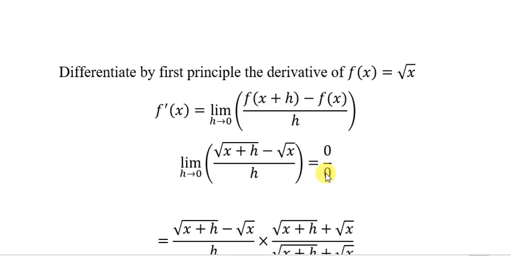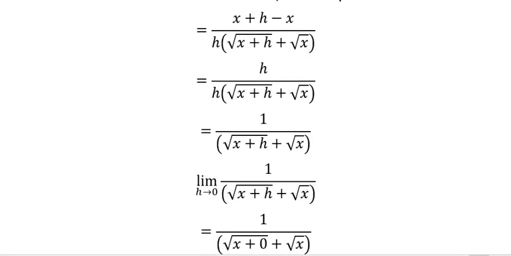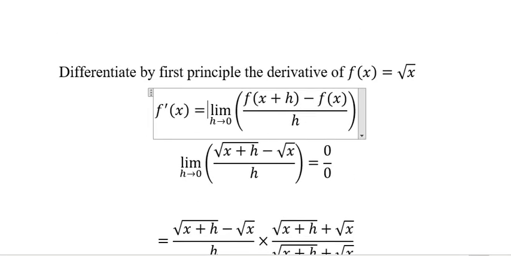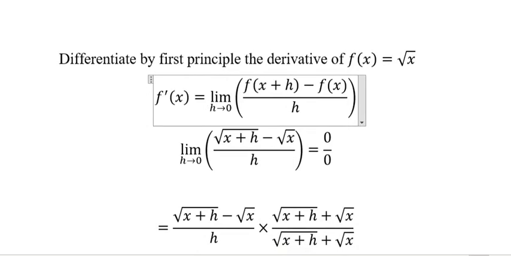How does this happen? Observe carefully that we put 0 here. The numerator will result to root of x minus root of x, giving us 0. Now the bottom is h alone, and putting 0 for h will be 0.